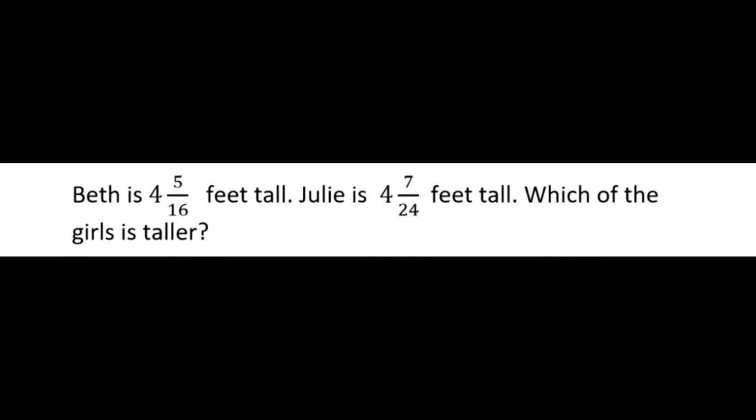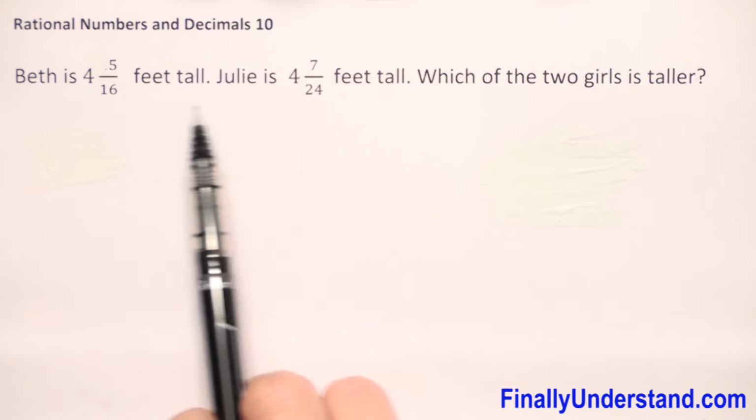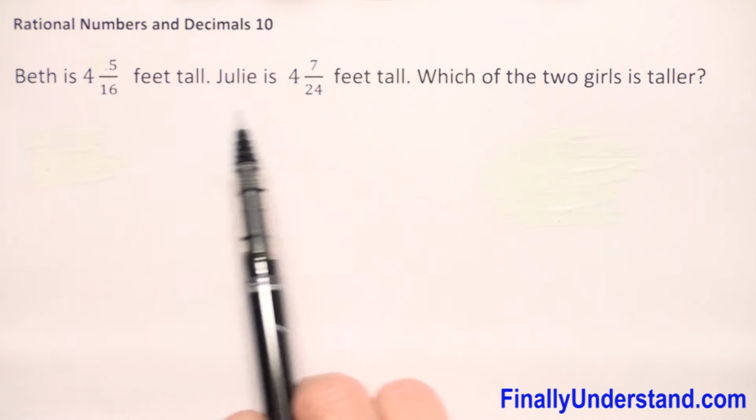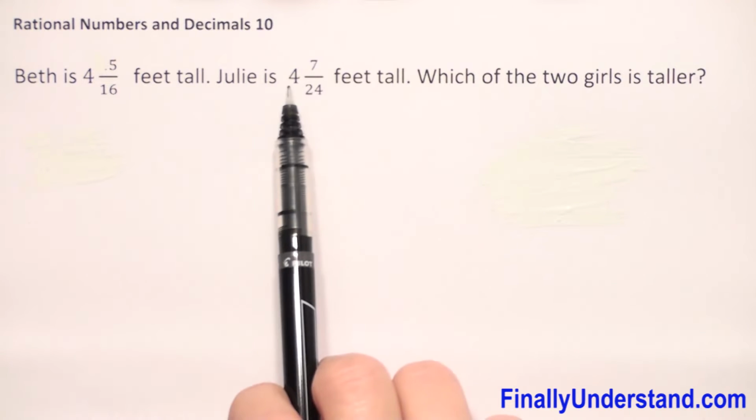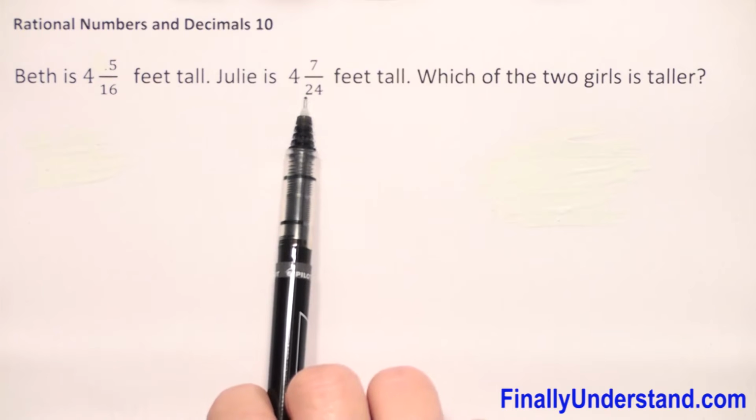Beth is 4 and 5/16 feet tall. Julia is 4 and 7/24 feet tall. Which of the two girls is taller? So we have to compare these two mixed numbers. 4 and 4 is the same, so we have to just compare these two fractions.